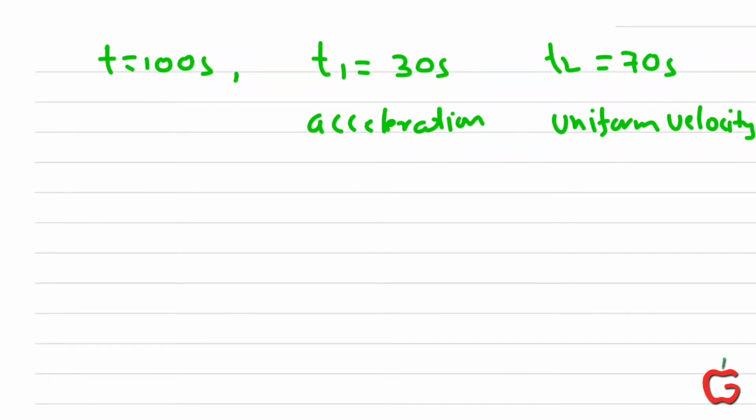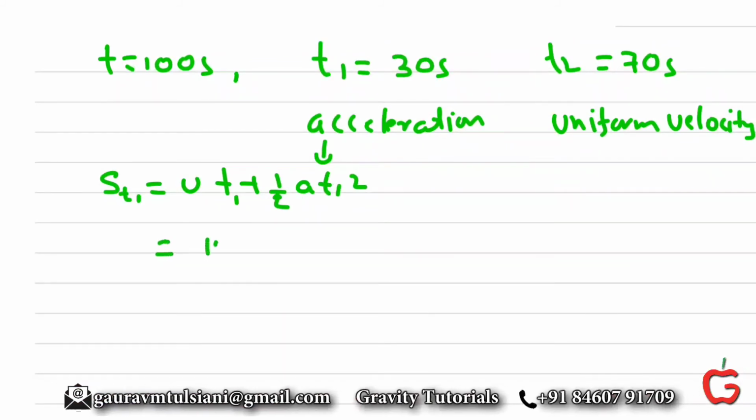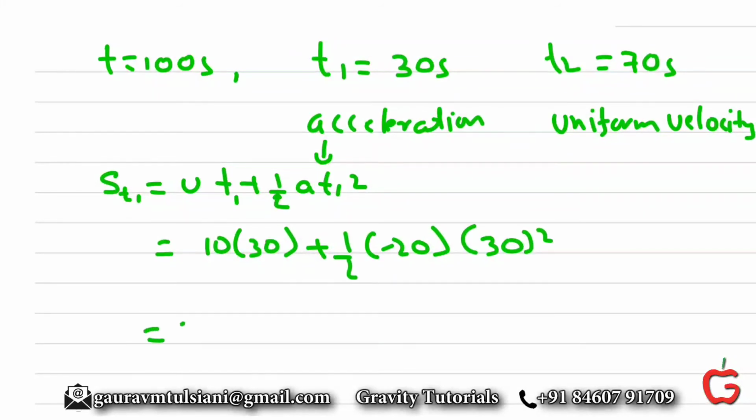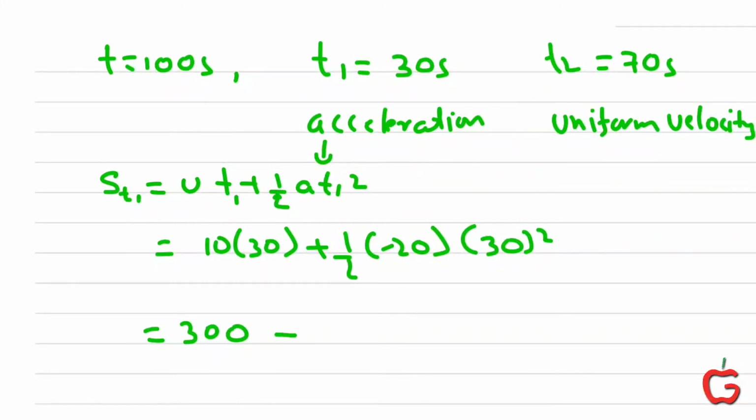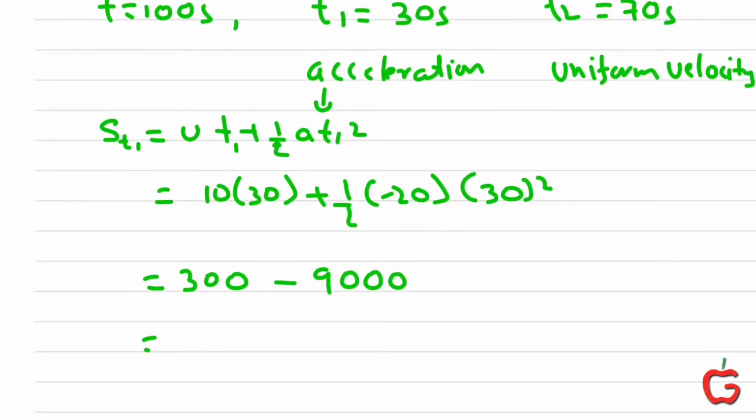Okay, so in the accelerated motion, simply we can find S T1 to be ut1 plus half at1 squared. This is 10 times 30 plus half times minus 20 times 30 squared. This is 300 minus 9000. So this gives us minus 8700 meter. So this is the distance covered by the body in 30 seconds.